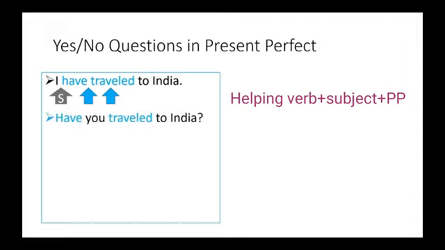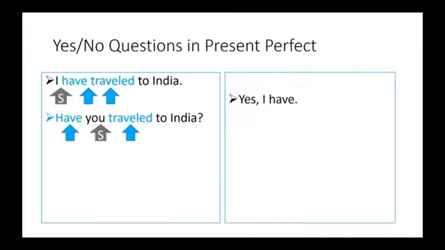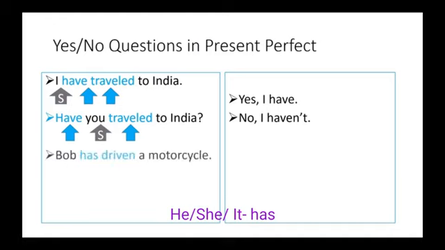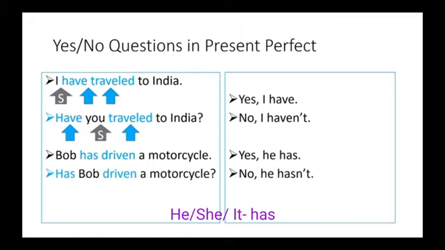Have you traveled to India? The correct response to this question is yes, I have, or no, I haven't. This is called a yes-no question because the only possible answers are yes and no. If we have the third person singular subject, remember to use has instead of have. For example, has Bob driven a motorcycle? Correct answers are yes, he has, or no, he hasn't.